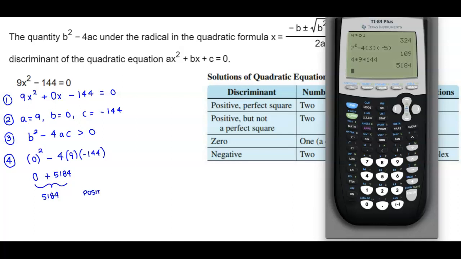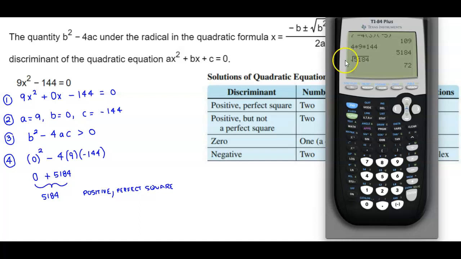Now we need to determine whether it's a perfect square. So the best way to do this is we're going to select second square root and then find out what is the square root of 5,184. And if we get a whole number, that means it's a perfect square. So we do get it. 72 is the number that you have to square to get that. So therefore, this is a perfect square.